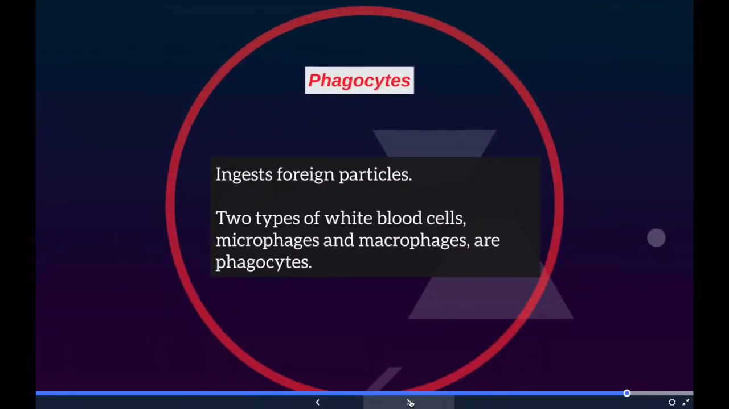And finally, we have phagocytes. A phagocyte is a type of cell that has the ability to ingest foreign particles such as bacteria. It engulfs foreign bodies by extending its cytoplasm into pseudopods, surrounding the foreign particle and forming a vacuole.